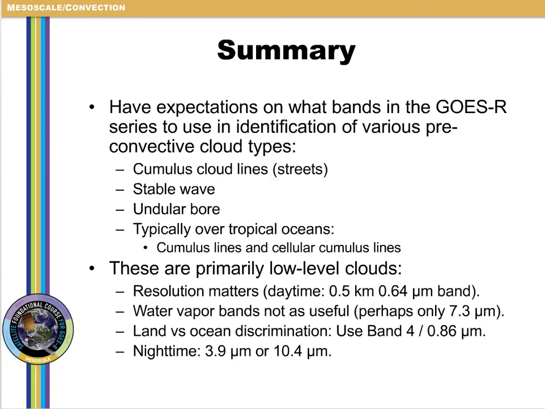The water vapor bands have a weighting function that peaks too high in altitude to identify these types of clouds, with the possible exception of 7.3 microns at times. Use band 4 at 0.86 microns to maximize the contrast between land and ocean as needed, and at nighttime use either the 3.9 or 10.4 micron channels.